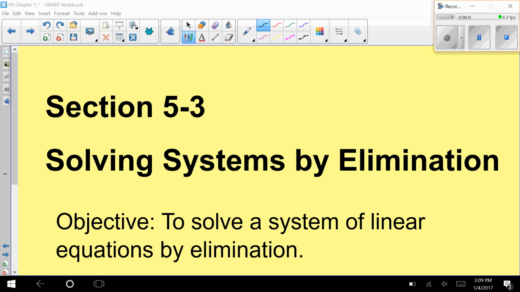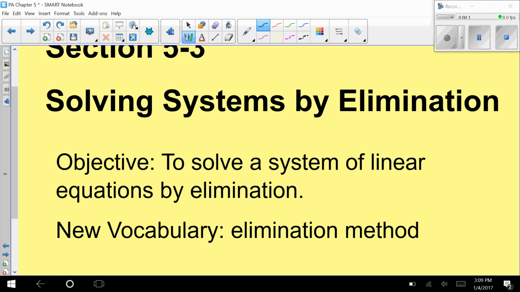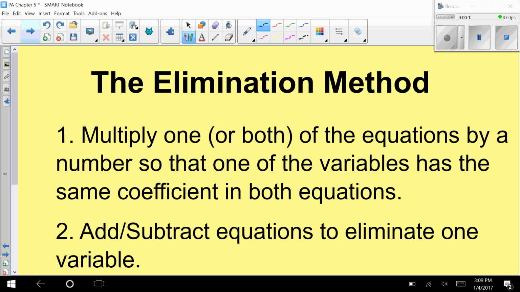This is section 5.3, Solving Systems by Elimination. Our objective today is to solve a system of linear equations by elimination. New vocabulary is the elimination method. The elimination method. Step 1.